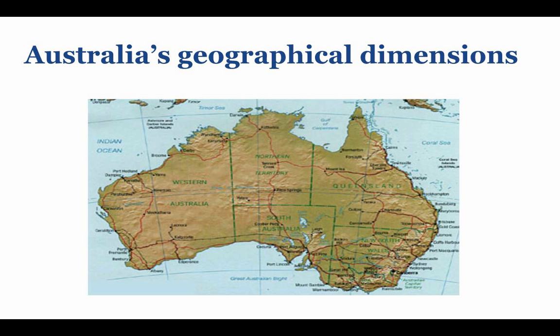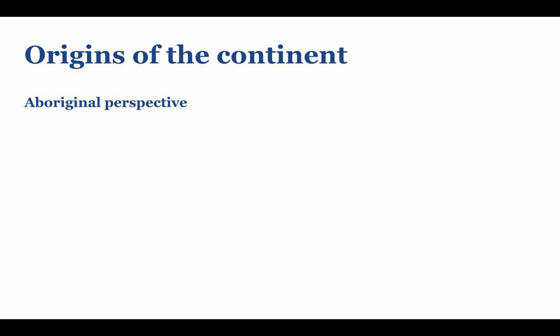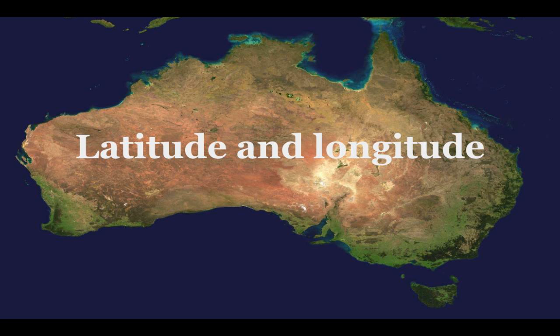And this is where you'll learn about Australia's geographical dimensions, and you're going to be writing down your study notes, what you know about it. Then you're moving on to, you'll learn about location of Australia, you write down your study notes, what do you know? Then you're going to move on to the origin of the continent. What's the Aboriginal perspective? And then what's the geographical perspective?